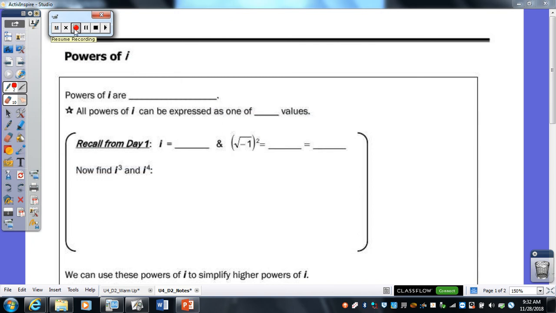So last class we learned what our I stood for. I is our imaginary number. It stands for the square root of -1. So powers of I are repetitive.